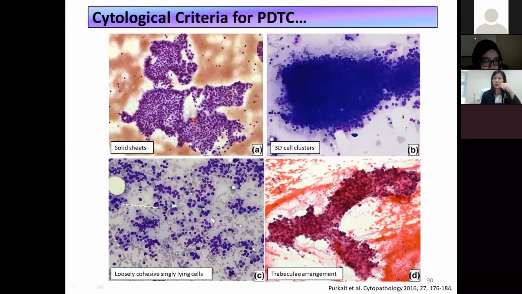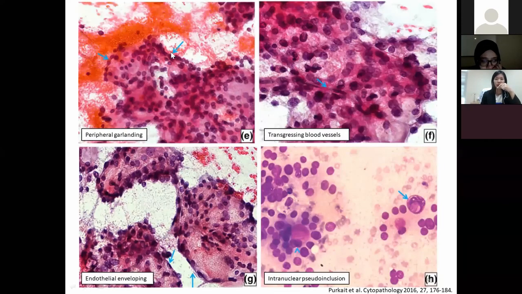Some of them, in other areas you may appreciate they are loosely cohesive. They're very malignant looking to you, but you don't know whether to call it a well differentiated or poorly differentiated carcinoma. At times you can see they have a trabecular growth pattern, a trabecular arrangement. So this is what I call a peripheral garlanding. It's like a nuclear palisading at the periphery. You can see transgressing blood vessels, not only in this entity, it's actually a hallmark in Hurthle cell neoplasia.